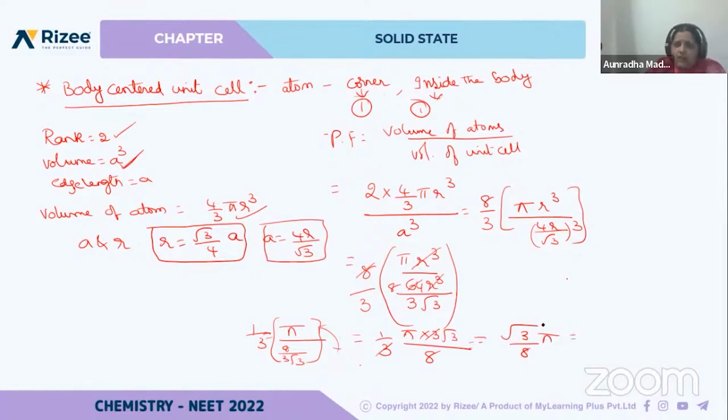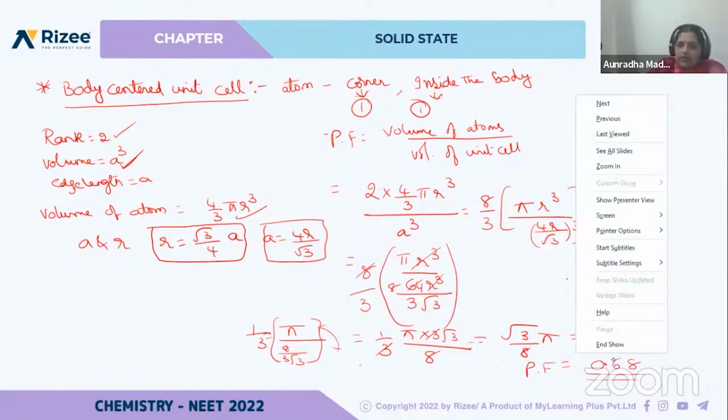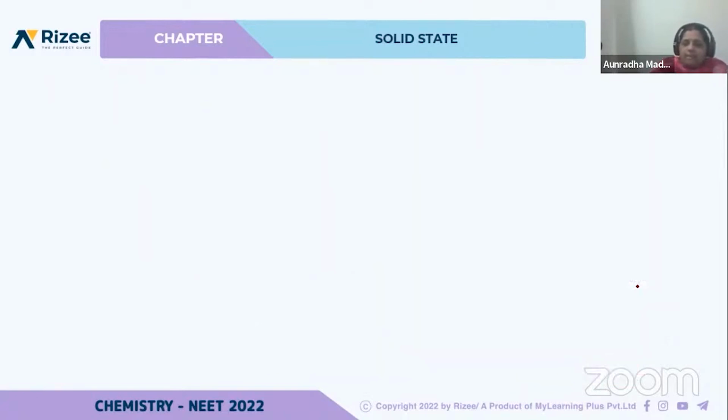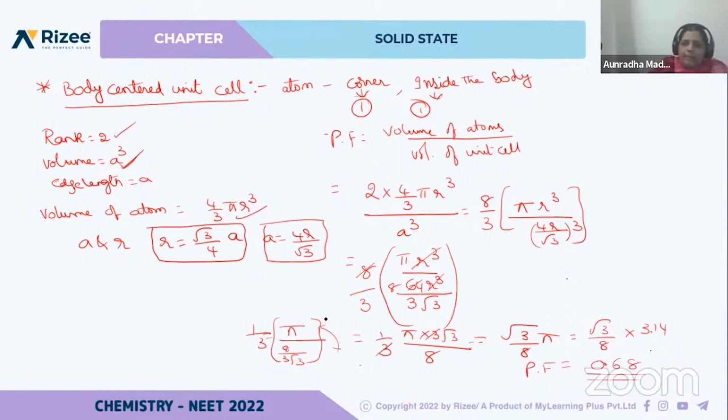And substituting the value of pi here, root 3 by 8 into 3.14, we'll get approximately 0.68. This is our packing fraction. So obviously, packing efficiency is this into 100%. So that is 68%.